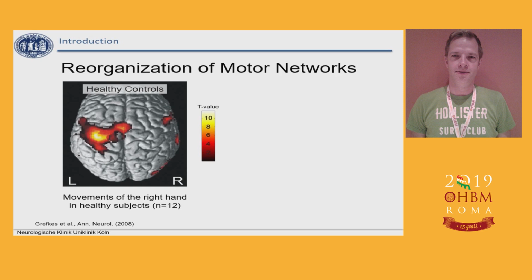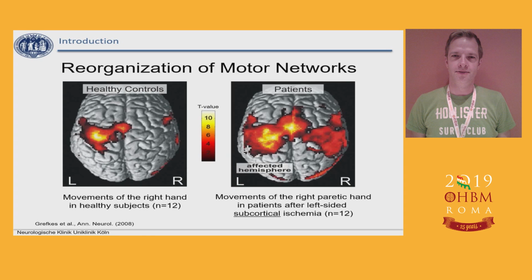When the same task is performed by patients who suffered a right hand deficit because of a left hemispheric stroke, you see that the activity pattern is significantly altered, not only in the lesioned hemisphere, here the left hemisphere, but you also see additional activity in the unaffected right hemisphere. And the question now arises, what is this meaning in terms of function, in terms of reorganization?